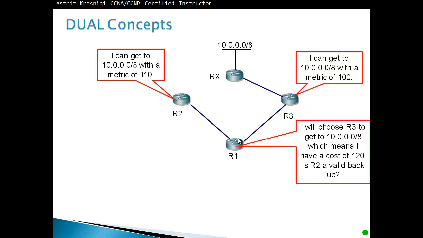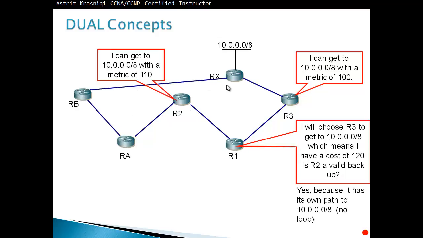But this time, is router 2 going to be my backup path or not? Well, yes, because there's no way, if he's reporting 110 and mine is 120 to get to the destination, that he's coming through me, because if he were coming through me, it would be more than 120. So for that reason, this will definitely be a backup path, because it's going another way to get to the destination. This is how EIGRP uses DUAL to have a loop-free topology.